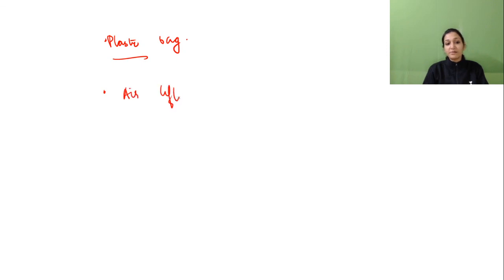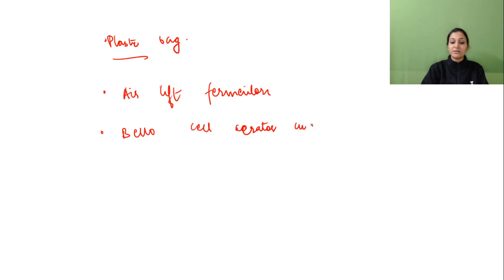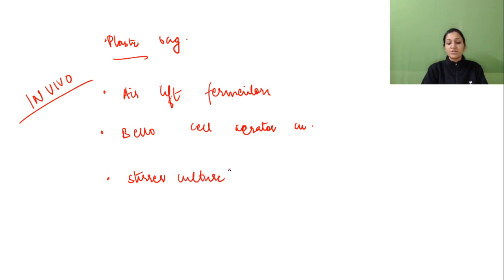Then the airlift fermenter, by scaling up, can be the choice of fermenter for production of monoclonal antibody. Then bellow cell agitation or aerator culture is another in vitro method. After that, stirrer culture is another in vitro method for the production of monoclonal antibody. So these are some of the things which are used these days for the production of monoclonal antibodies.